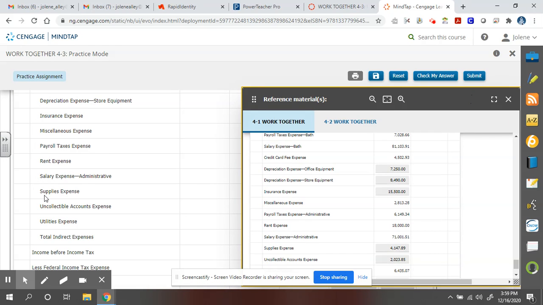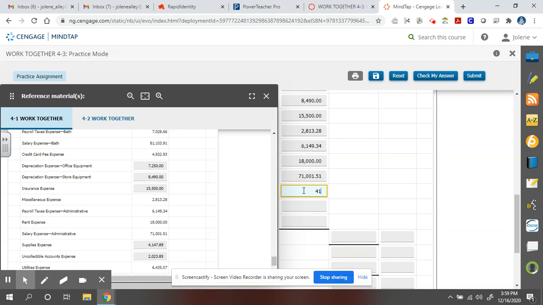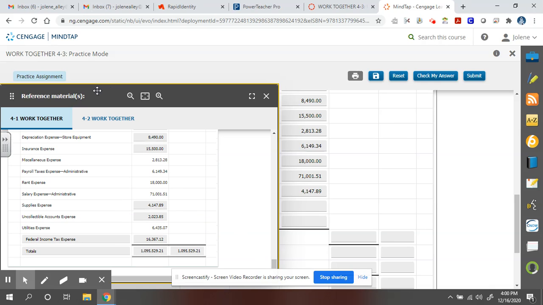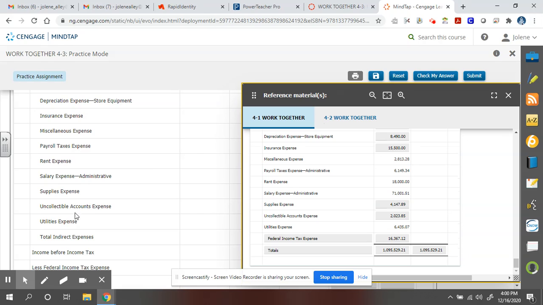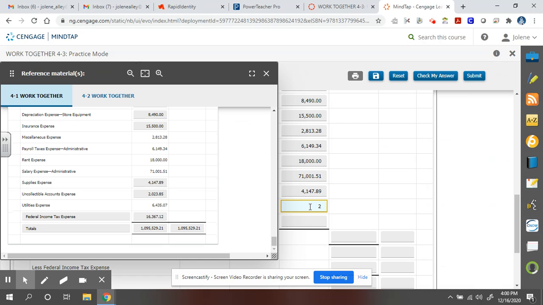Okay, the next one, it asks for supplies. Supplies is down here, $4147.89. Right there. Then, after supplies, it asks for uncollectible accounts expense. Uncollectible accounts expense, $2023.85.